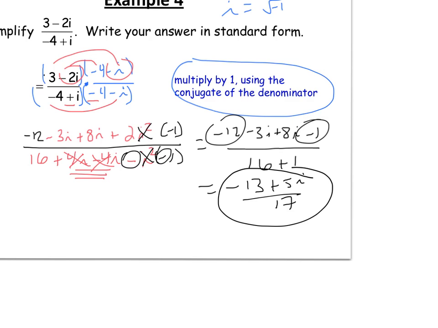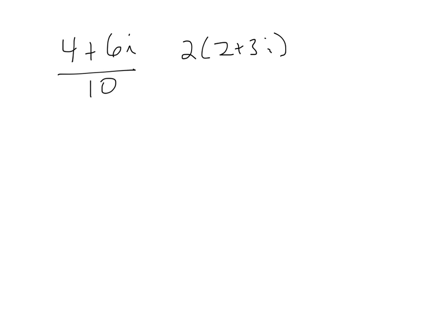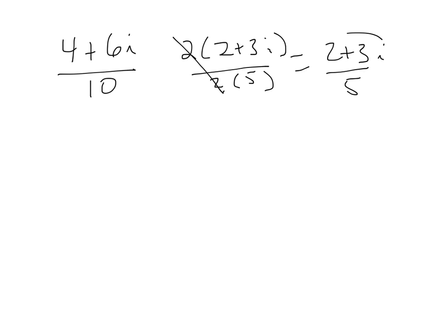So another example of where we would have to reduce is if, for example, I had 4 plus 6i all over 10. Well, I can reduce this because all of these have a common factor of 2. So if I pull a 2 out of the numerator and a 2 out of the denominator, these would cancel out and it would reduce to 2 plus 3i over 5. So you have to look for that when you're solving these problems.